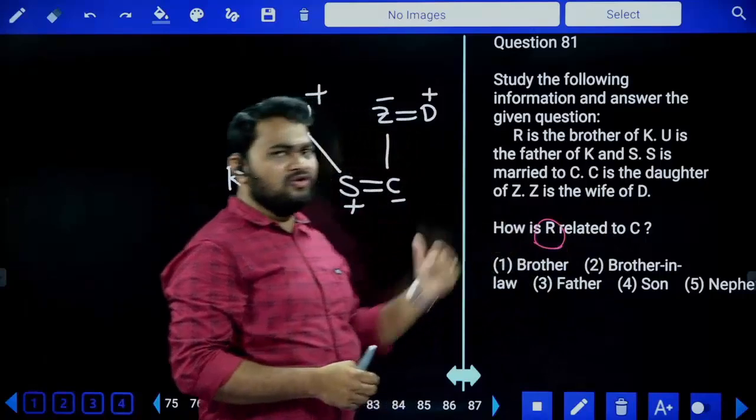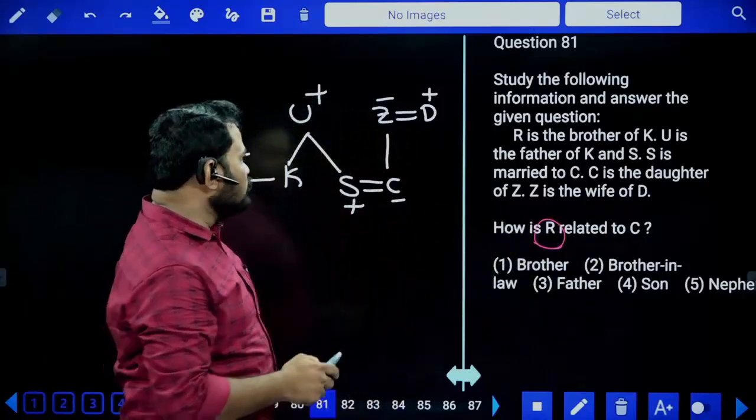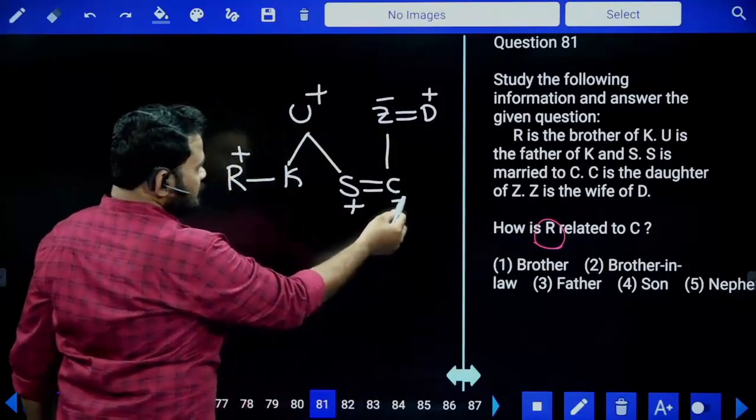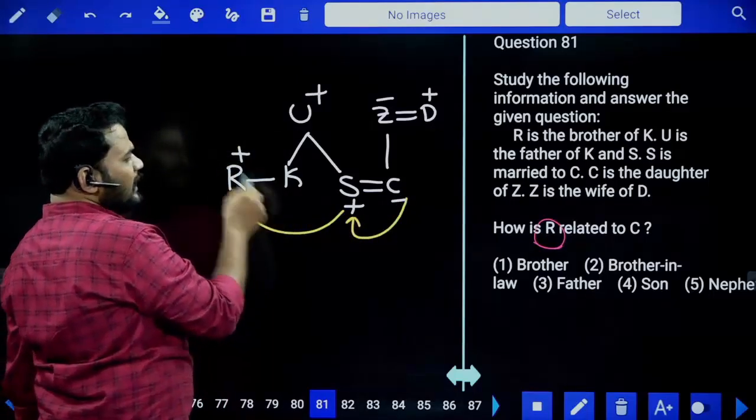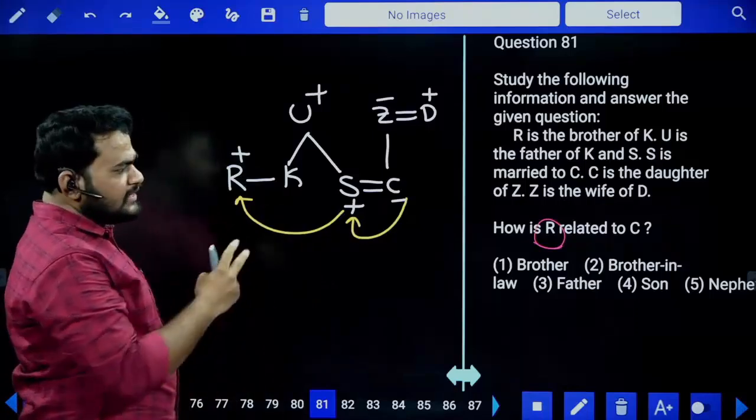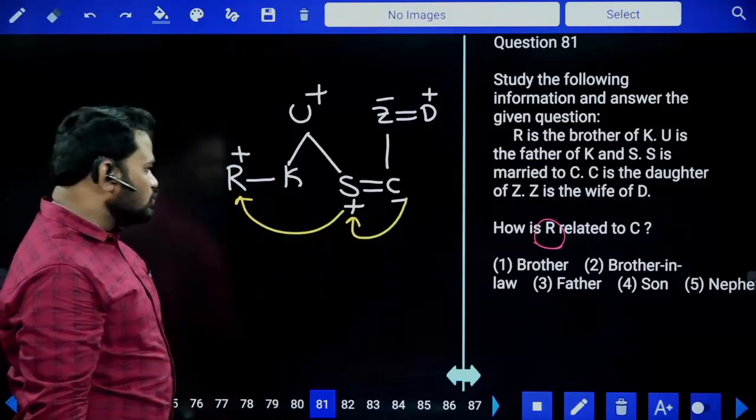How is R related to C? With respect to C, C's husband and then husband's brother is R. Husband's brother is called brother-in-law, that is there in option number 2.